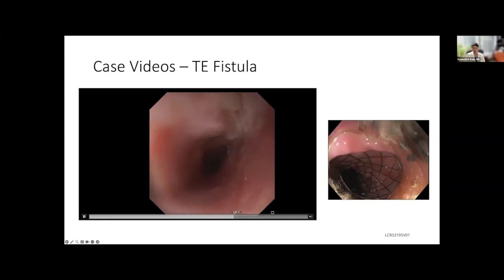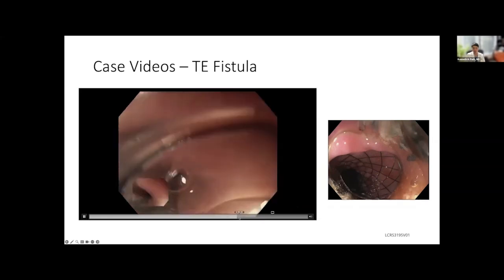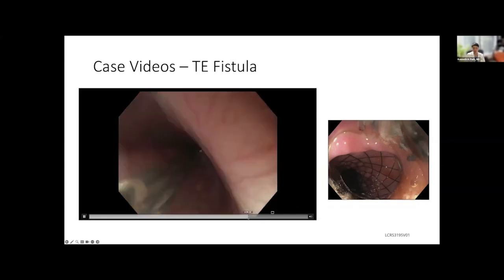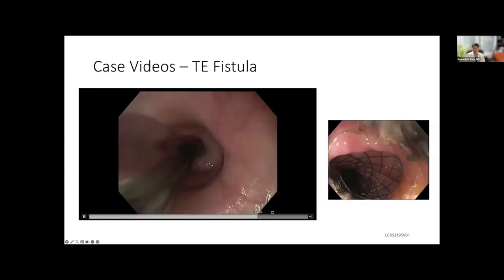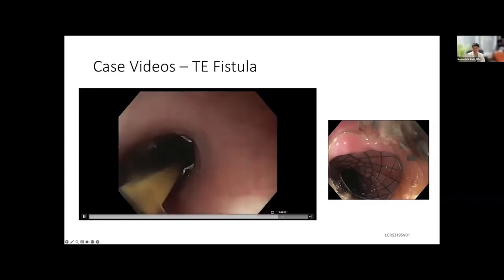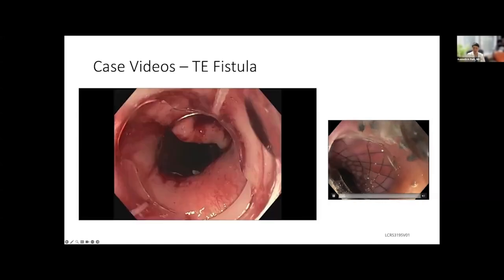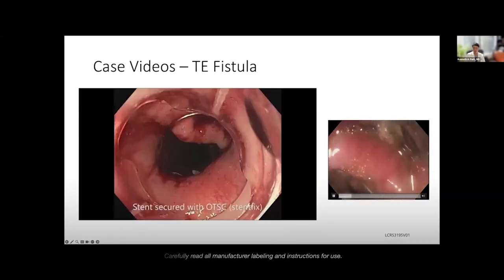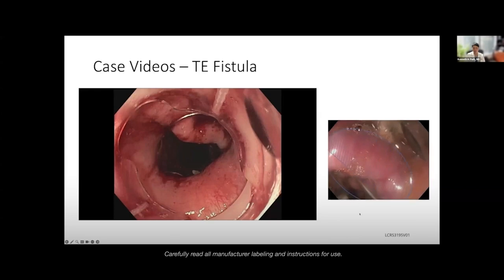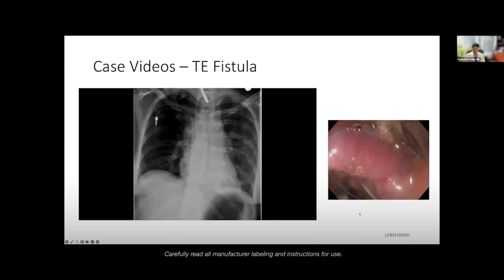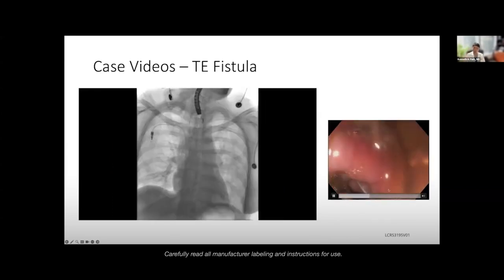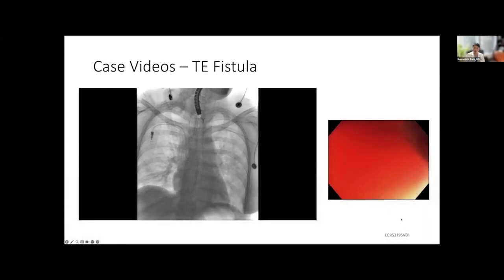Once we did that, we went ahead and placed a long, fully covered metal stent, the smallest that we had, and covered that area up. And this is the picture of the over the scope clip that we used to secure the stent. There's published data that says there's decreased migration of fully covered metal stents with use of these clips.